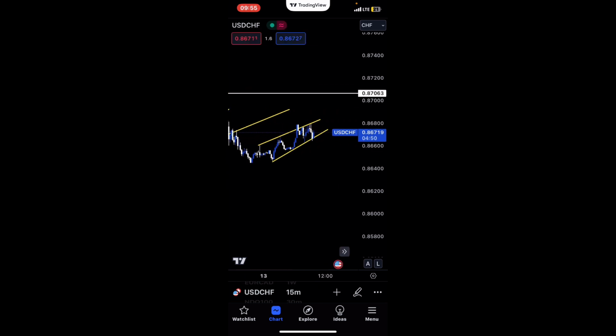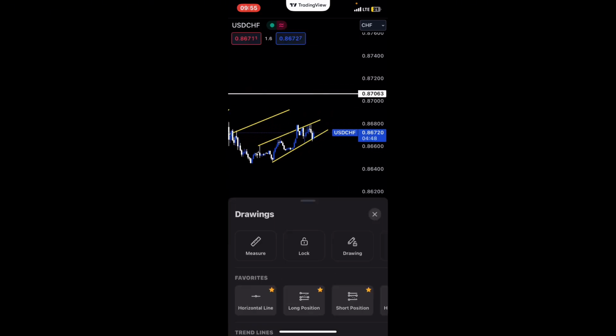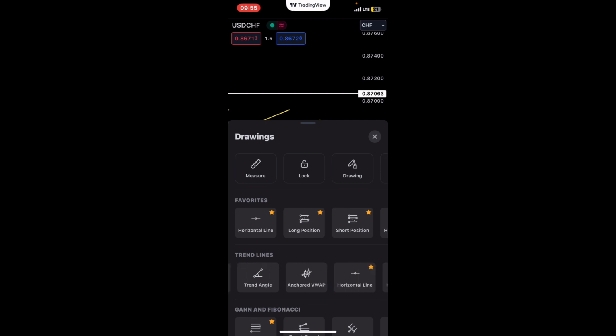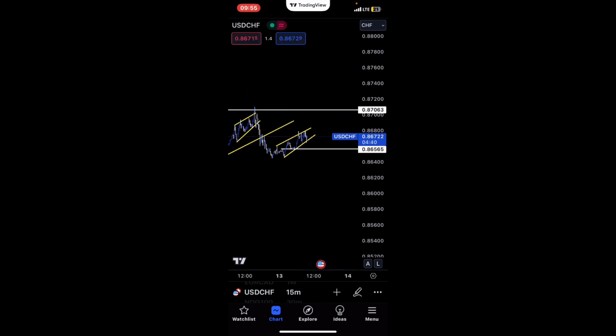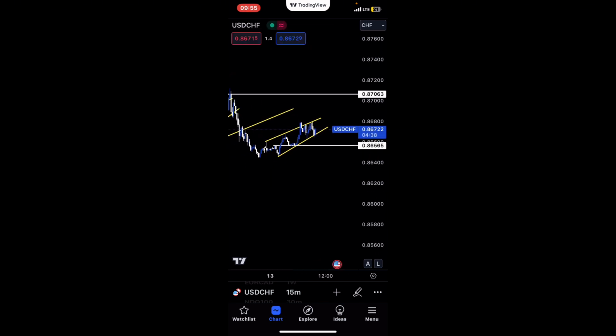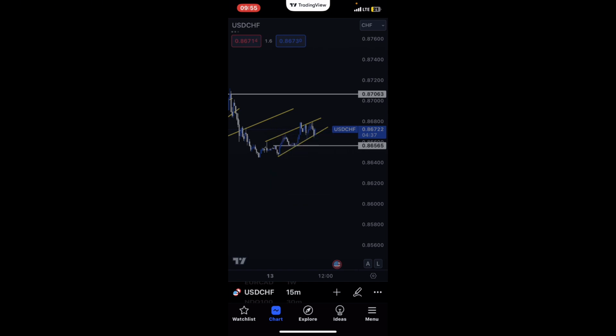Okay, let's look for that. So we can say once the market breaks this low, we will look for sells, right? Because they broke an area of high sensitivity.